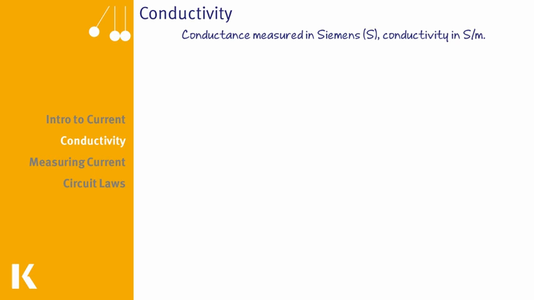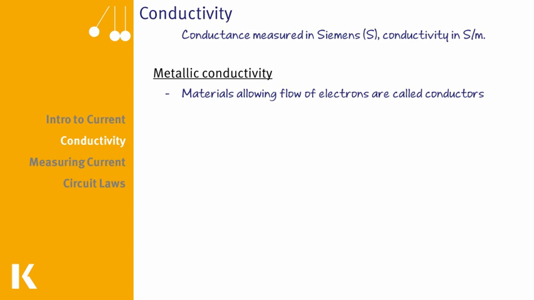For the purpose of the MCAT, you need to be aware of two types of conductivity. The first is metallic conductivity. A material allowing free flow of electrons within it is called a conductor, and because of their atomic properties, metals make great conductors. You may remember from your Gen Chem review that metals can relatively easily lose an electron or two as they are not bound tightly to the nucleus.